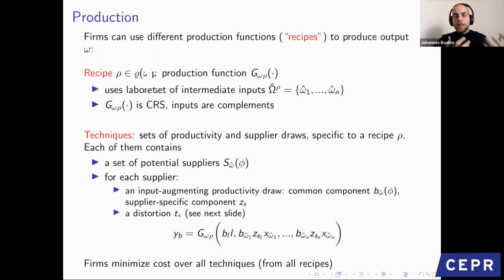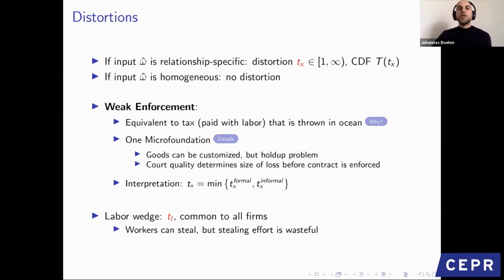So they get these bundles for all the different recipes, okay, and they choose the bundle among the recipes that overall gives them the lowest cost of producing the particular output omega. Okay, so distortions are going to be only in relationship-specific inputs. You can microfound them, but the microfoundation is not particularly interesting. And we assume that there is a tax that is paid with labor that is thrown into the ocean. So it's an actual resource cost.